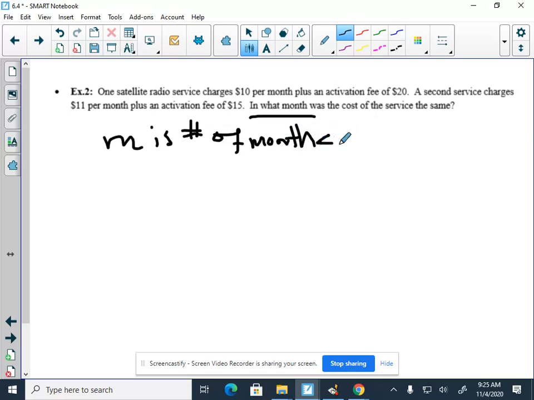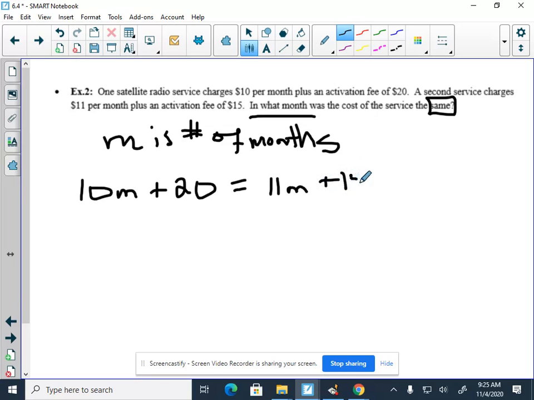We're supposed to explain a variable. So they charge $10 per month, so 10M, plus the activation fee of $20. And again, if it's the same, the idea of the same is equal. So to write the equation, we're going to look at this second group. The second service charges $11 for every month, but they only add on $15 to activate.